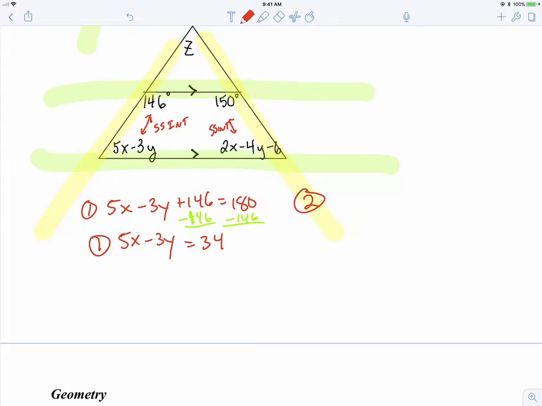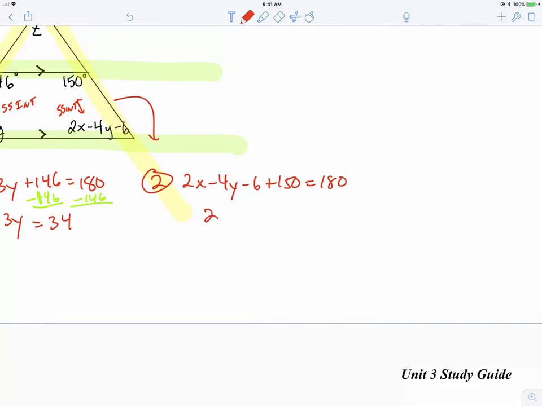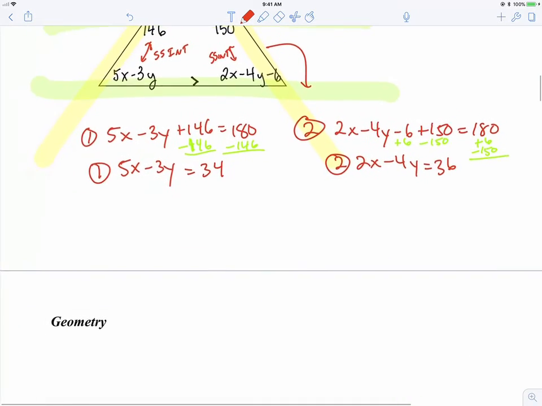Our second equation is from the other same side interiors. We got 2x minus 4y minus 6 plus 150 equals 180 because they're supplementary. So I've got 2x minus 4y, and I'm going to get rid of the numbers on the left side. So I'm going to add 6 and subtract 150 from 180. And I get 36. That's our second equation in standard form.